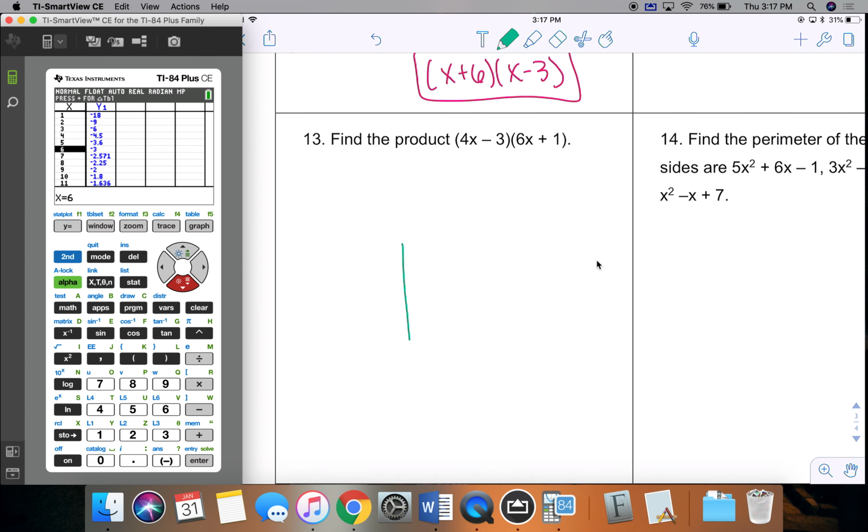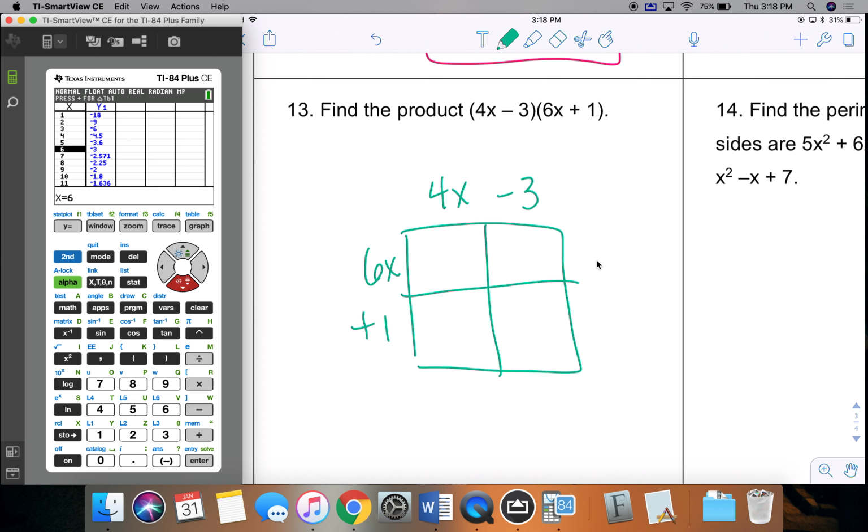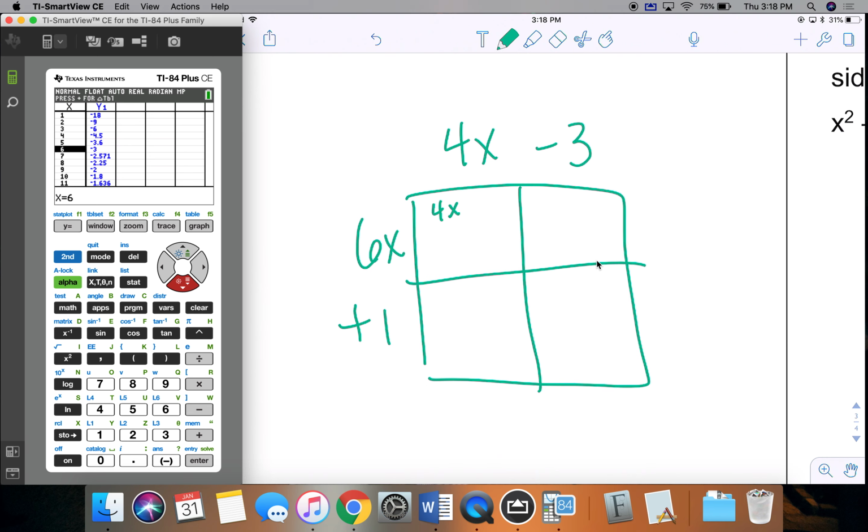Problem 13, they want us to find the product, so this time we're being given the outsides and we multiply to find the insides. So when you multiply, you don't have to write this if you feel like you don't need it, but I want to make sure you know where it's coming from. We do top times side, top times side, top times side, and top times side. So 4 times 4 is 24, x times x is x squared. Negative 3 times 6 is negative 18, and then an x. 4 times 1 is 4, and then an x. Negative 3 times 1 is just negative 3.